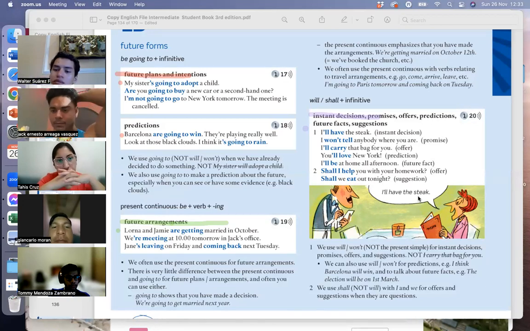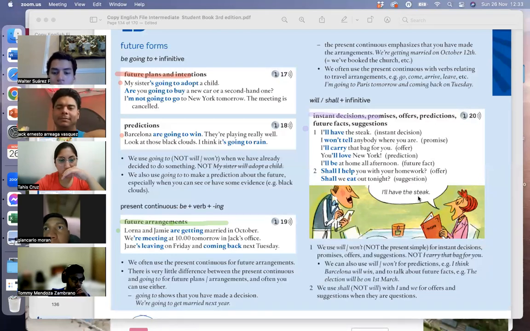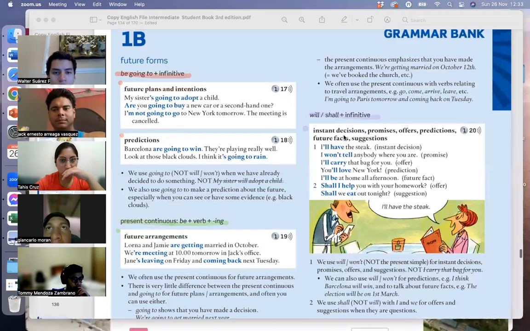We are better to use the form will plus the infinitive. I will have the steak, or I will have the soup. It means that I made a decision right now at the moment of speaking. So that's why it's better to use. But again, I made a decision right now, but I'm talking about the near future because my steak needs to be made, correct? So I'm talking about the future, but I made a decision right now. That's why we use the form will plus infinitive.